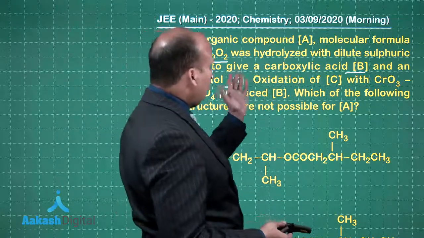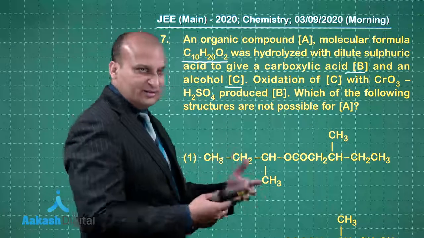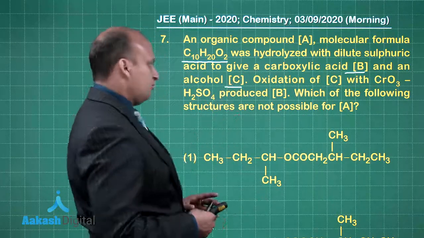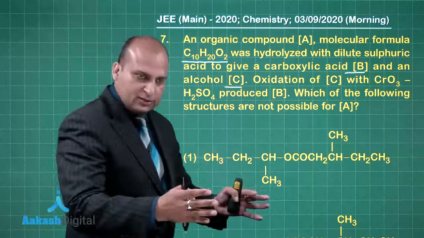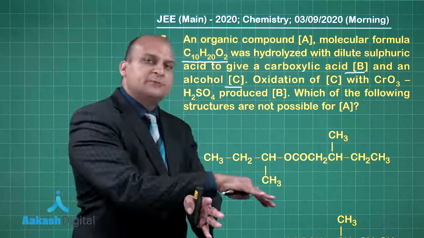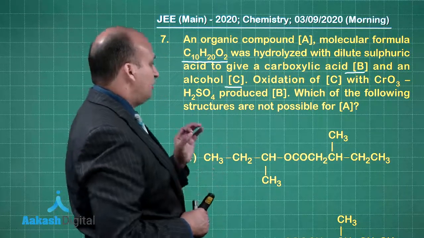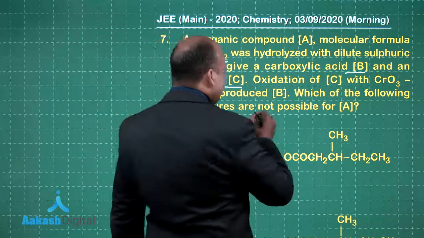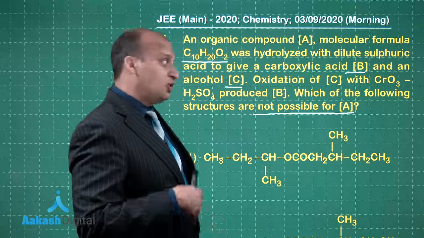Now your oxidation of C with CrO3/H2SO4, so you are oxidizing the alcohol to give the carboxylic acid. Okay, so the reaction is clear with us. Ester is hydrolyzed, you get a carboxylic acid and an alcohol. Now this alcohol is oxidized to this carboxylic acid. Okay, which of the following structures are not possible for A? This is really interesting. They are not asking the possible structure, they are saying not possible for A.